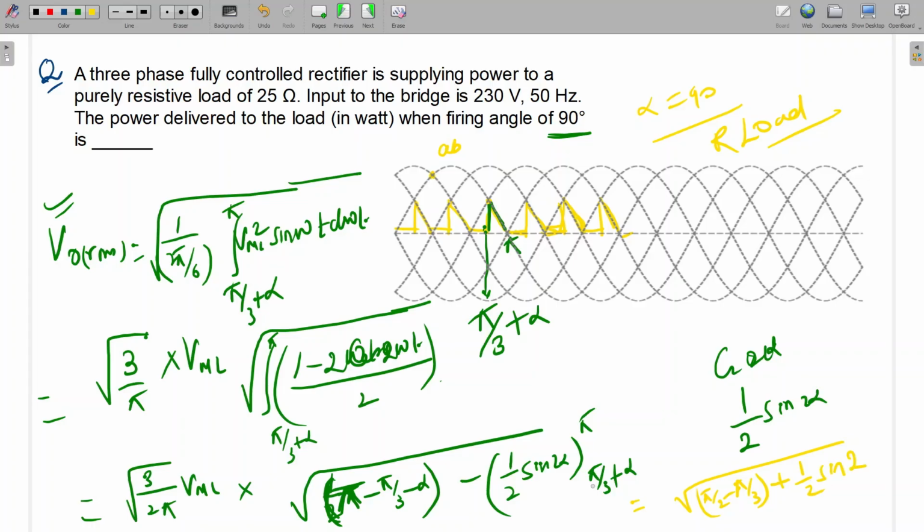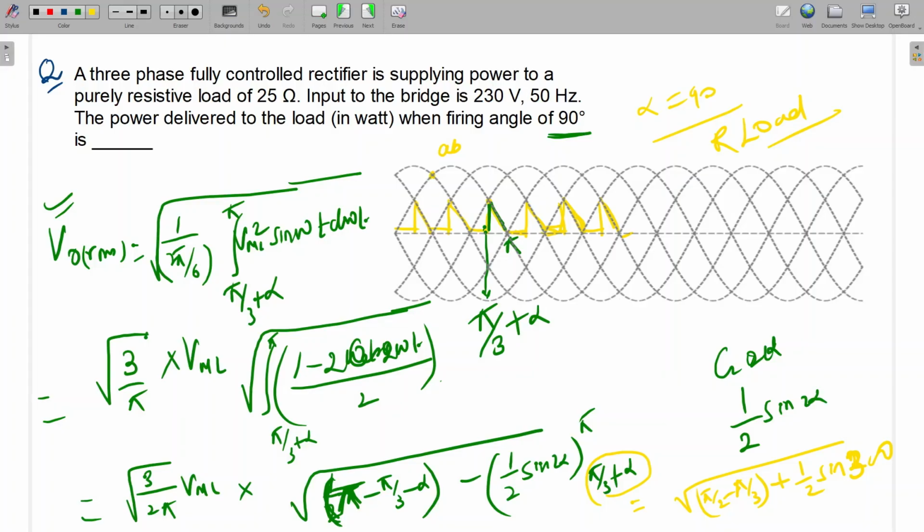So this is how much? 60 plus 90. Sine 180, how much? Have we done any mistake? Pi by 3 is 60. 60 plus 90, how much? 150. Okay, 60 plus 90 is 150, into 2, 300. That will come here. So sine 300, how much?